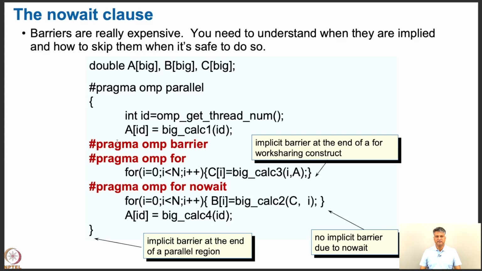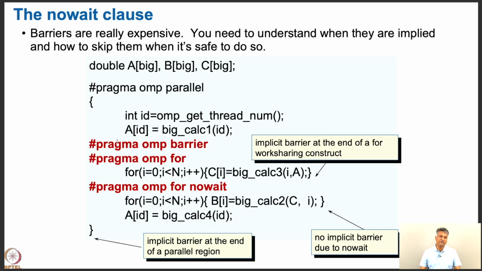Now, if you look at this particular snippet of program, there are certain data dependencies. Because of certain data dependencies, implicitly a barrier needs to be put after the statement A[ID] is equal to big_calculation1 of input[ID]. But once that is done, it is followed by a parallel for, where threads are doing some sort of calculations independently, and the next set of calculations might be completely independent of the previous set of calculations.